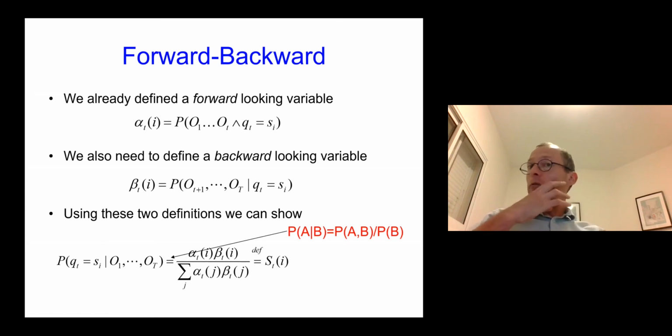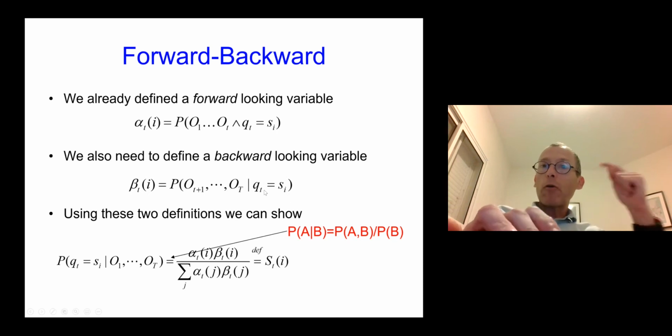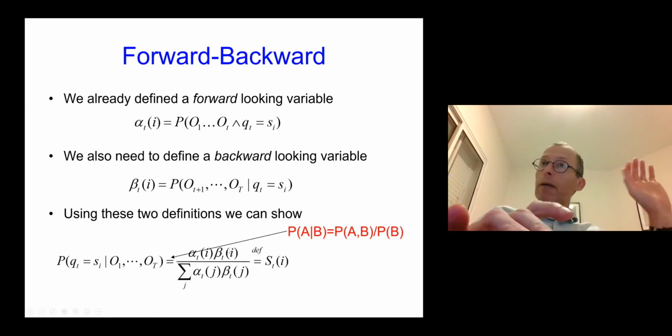Because we can use the chain rule. We start with this and divide it into two parts. One is the alpha T part, which is O1 to OT and QT equals SI. The second is OT plus 1 to OT, conditioned on QT and the earlier observations O1 to OT. But once we have QT in the condition, these drop. We don't care about them if we know the state at time T. So this becomes alpha T of I times beta T of I.